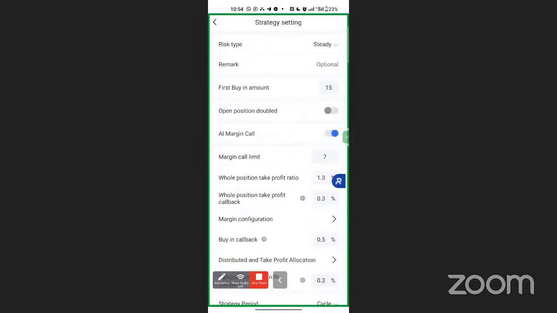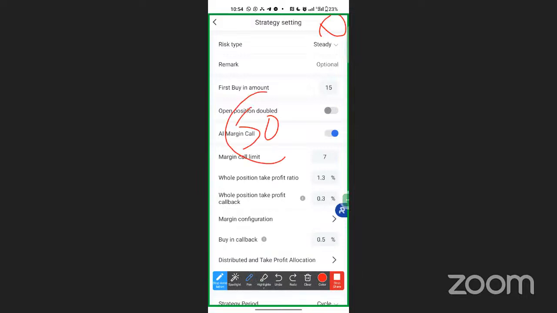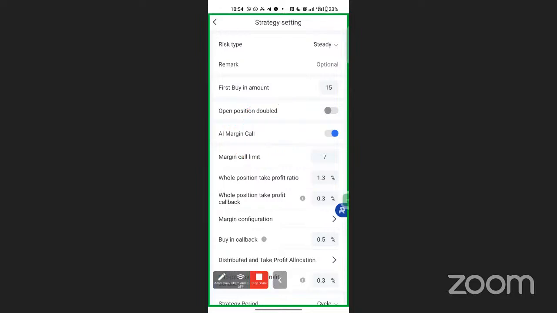Now, let me say I have a capital of $50. The lesser the capital, the lesser the first buying amount. Type a 2 in the chat if you have understood that.